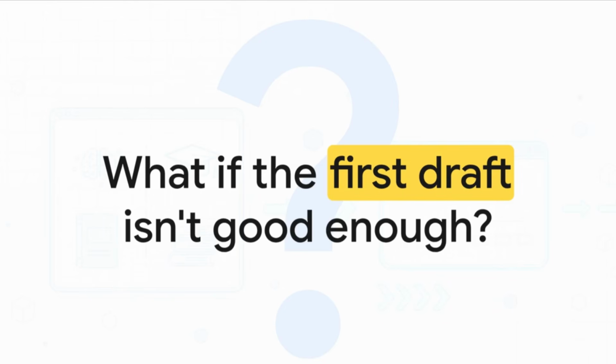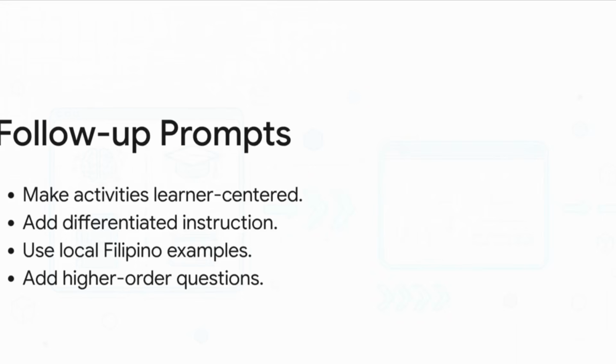Which brings up a great question. What happens if the first AI-generated lesson plan just isn't good enough? What if the activities feel a little generic or the assessment questions are just too easy for your specific class? Well, you don't throw it away. You just give the AI its next set of directions. Step 3 is all about follow-up prompts.